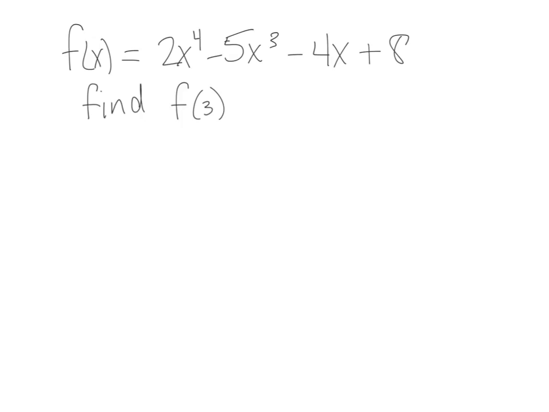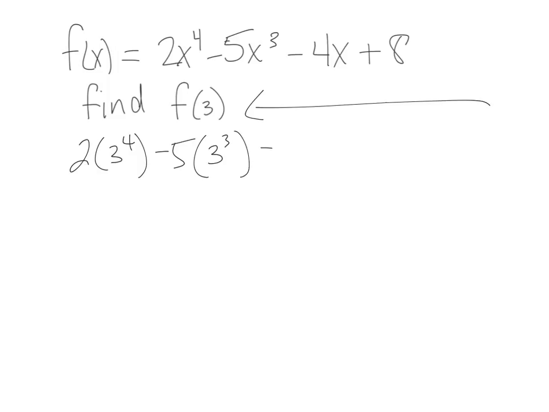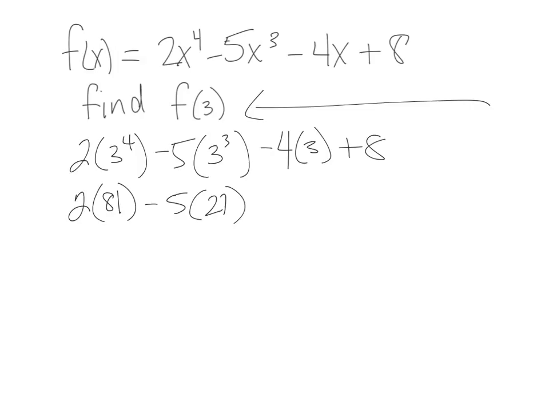All right, here is a function, f of x equals 2x to the fourth minus 5x cubed minus 4x plus 8, and I want you to find f of 3, which means plug 3 in for x. We're going to have to take 2 times 3 to the fourth minus 5 times 3 to the third minus 4 times 3 plus 8. What's 3 to the fourth power? Well, that's 81. If you don't know that, your calculator will. What's 3 cubed? Well, that's 27 minus 12 plus 8.